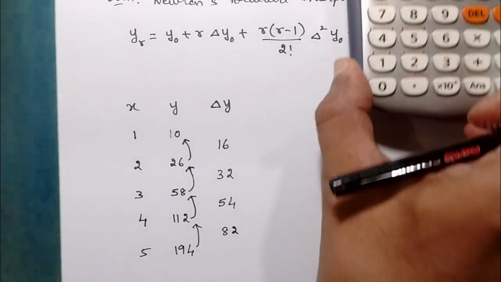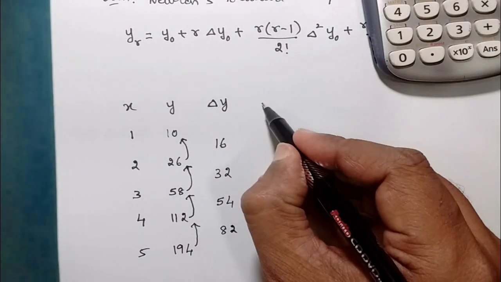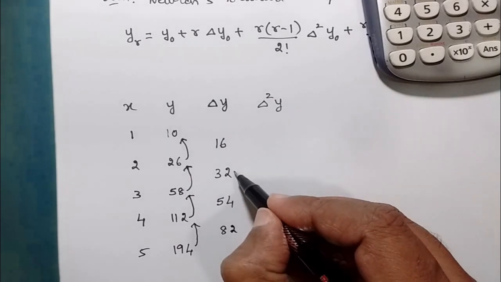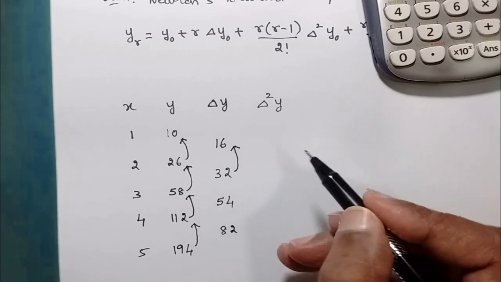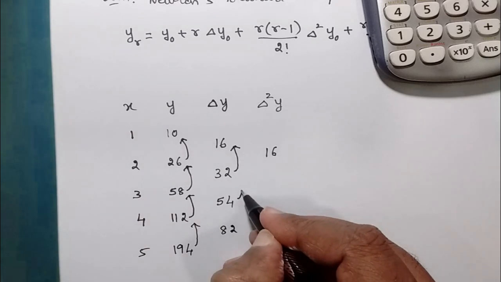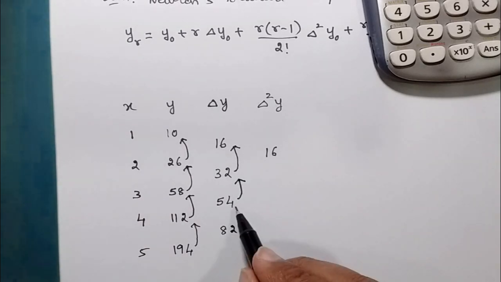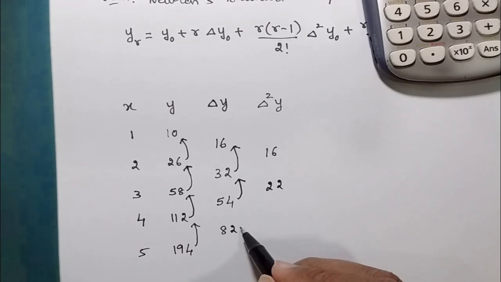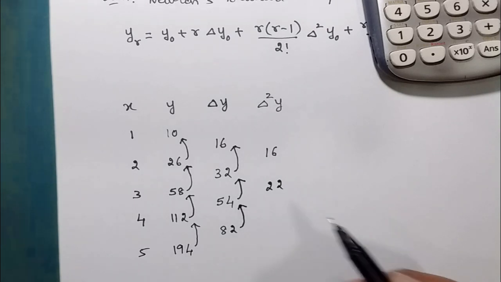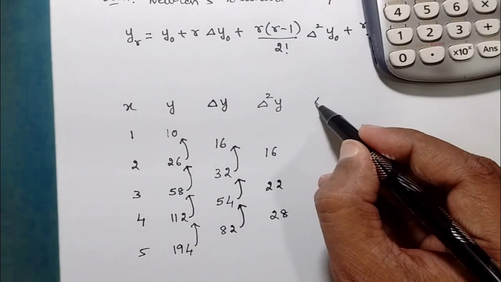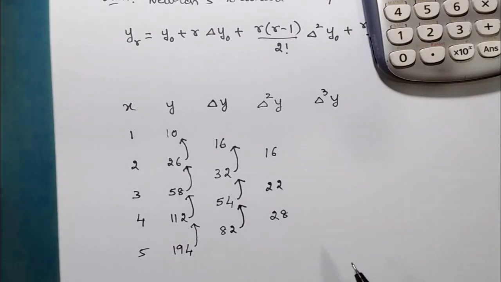Then we'll go for the next forward difference, the second forward difference, which is nothing but delta square y. For this again you have to take the difference. 32 minus 16 will be 16 itself. Then you have 54 minus 32, which is 22. Then take this difference, 82 minus 54. You will be getting 28. Then go for the next difference, delta cube y. That is the third difference.